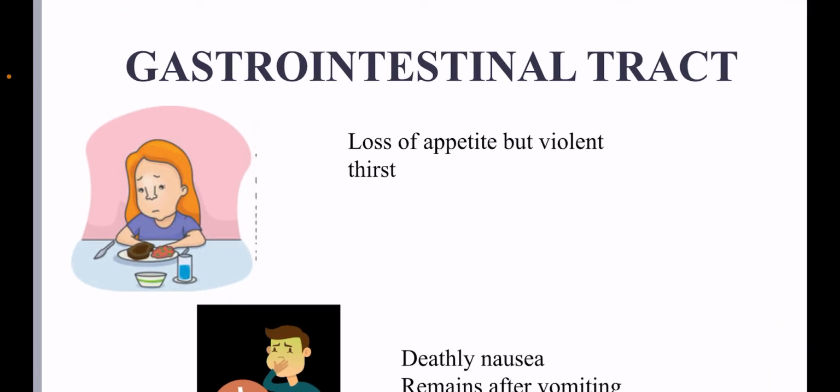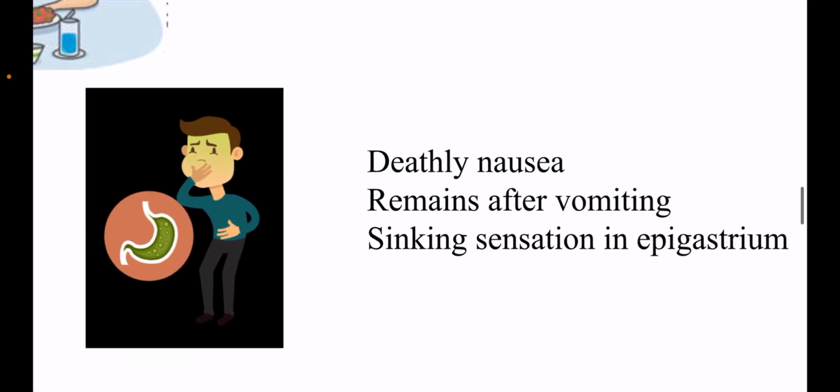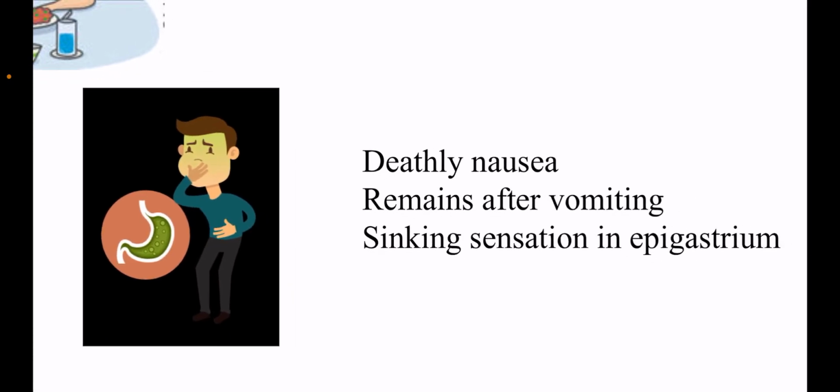There is loss of appetite but violent thirst. The person doesn't want food but he is very thirsty. Deathly nausea remains after vomiting. Nausea is the sensation, the vomiting sensation before getting the vomiting. Even after the person vomits, the nausea is going to continue in him.